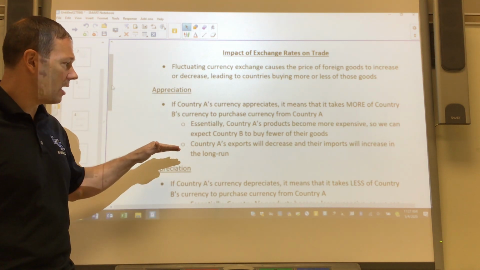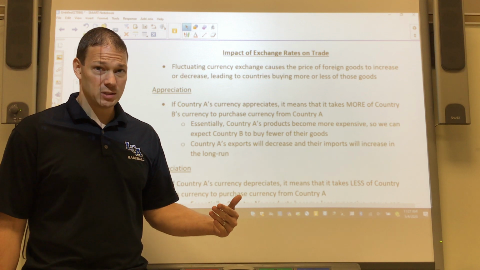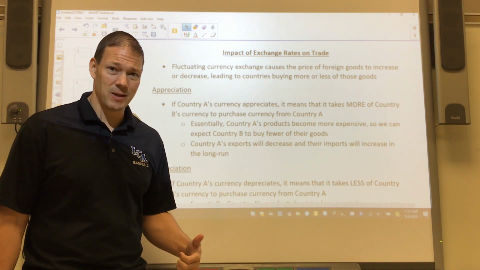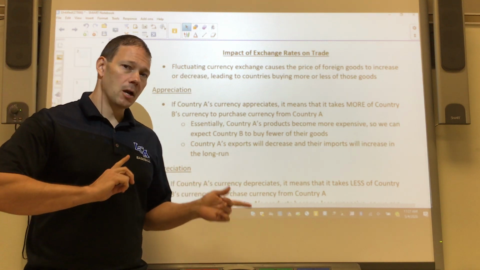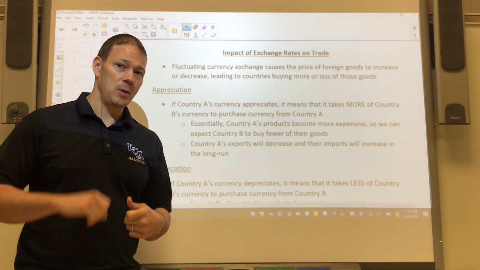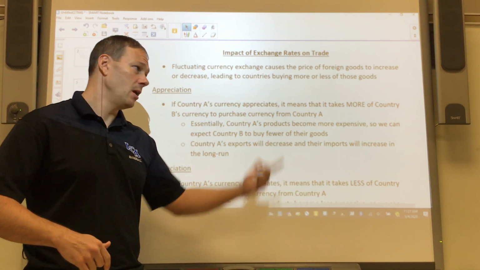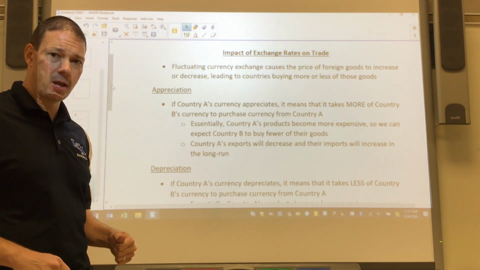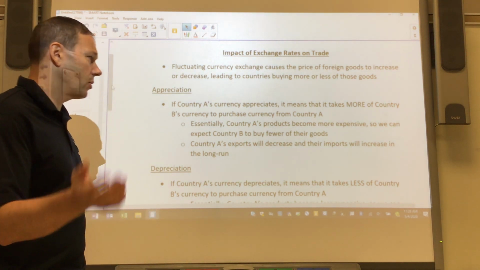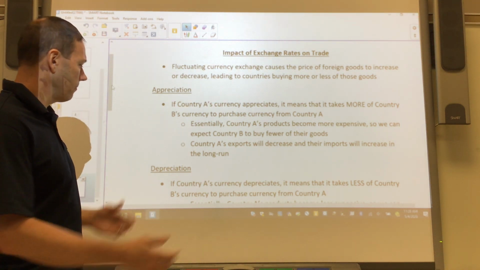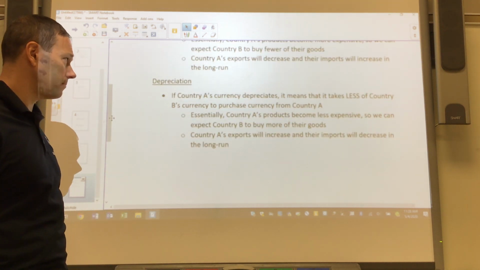So another way of saying that, you can say country A's exports will decrease because country B's like, wow, country A's stuff just got expensive to us, we're not going to buy from there. Of course, conversely, country B's things just got cheaper to country A, and they're going to say, sweet, let's buy more things from country B. And that's because country A's currency has appreciated, country B's has depreciated, and so their imports are going to increase.